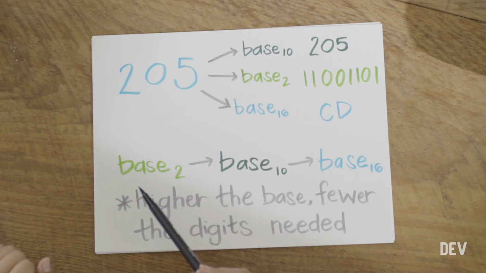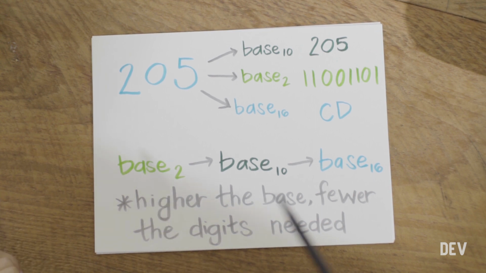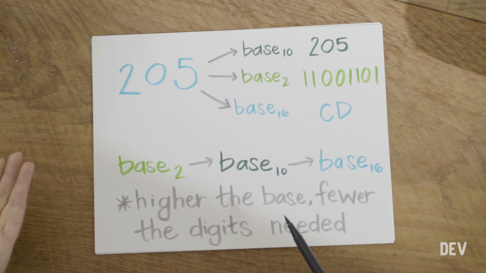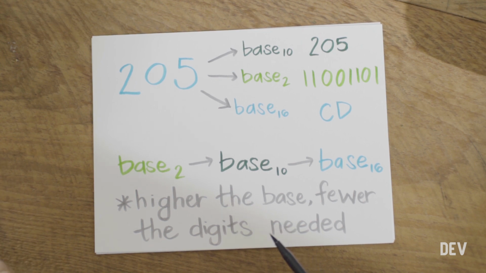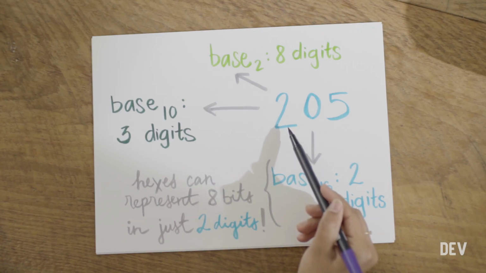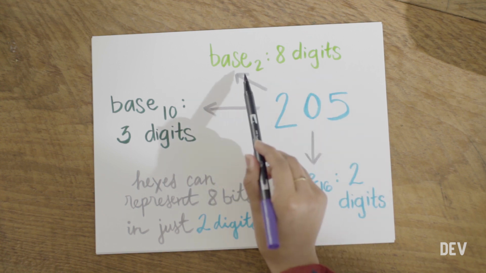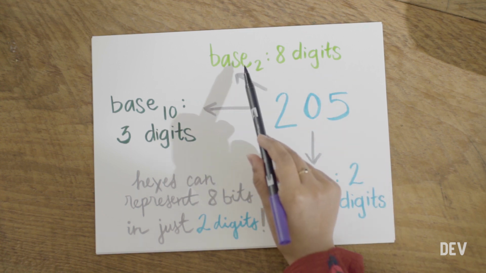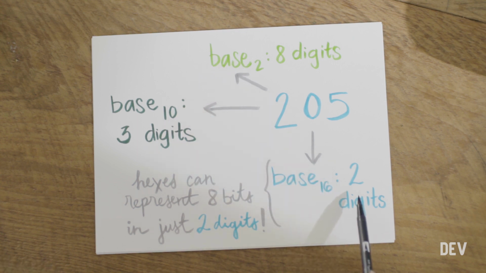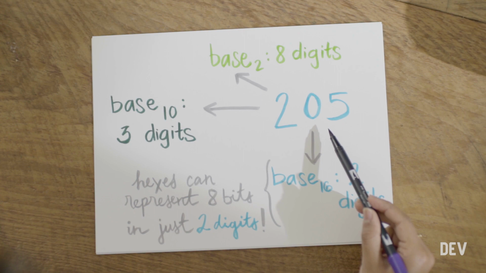What else is interesting is if we look at the progression from one base to the next, we'll notice an interesting pattern. If we look at each base, starting from base 2, progressively working our way up to base 16, we'll notice that the higher the base, the fewer digits we actually need in order to represent the same number. We'll start to see how that's really powerful. For example, with 205, we needed 8 digits to represent this number in binary. But we only need 2 digits in base 16 to represent the same thing.